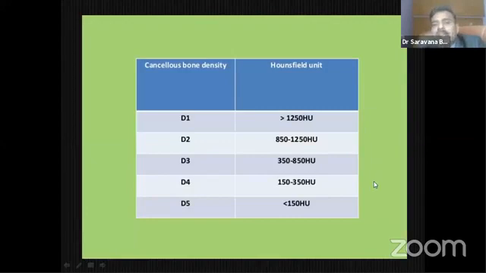Okay. And we can analyze the density of the bone by Hounsfield unit also. I can show you in the software. You will be getting one number, that is the Hounsfield unit. If it is more than 1250, that is D1. If it is 850 to 1250, it is D2. If it is 350 to 850, it is D3. If it is less than 350, that is D4.